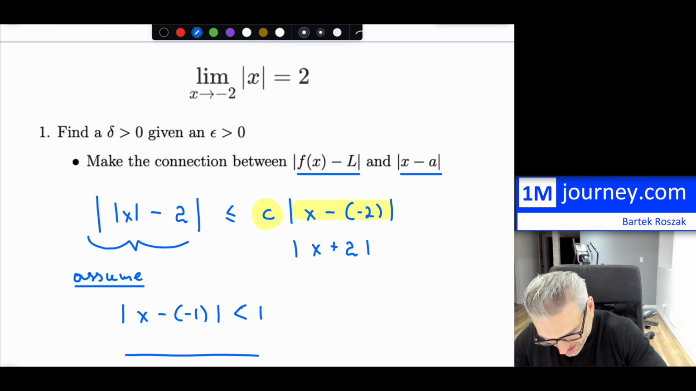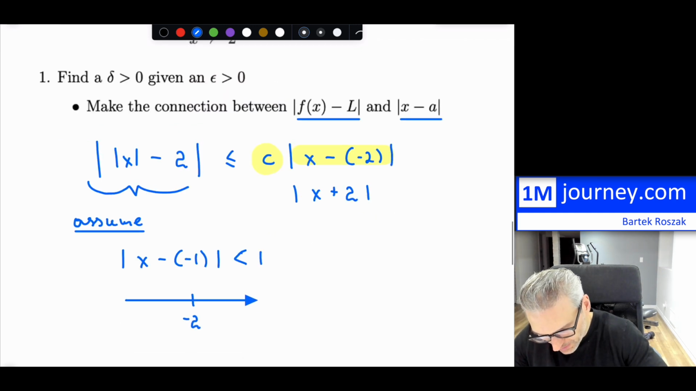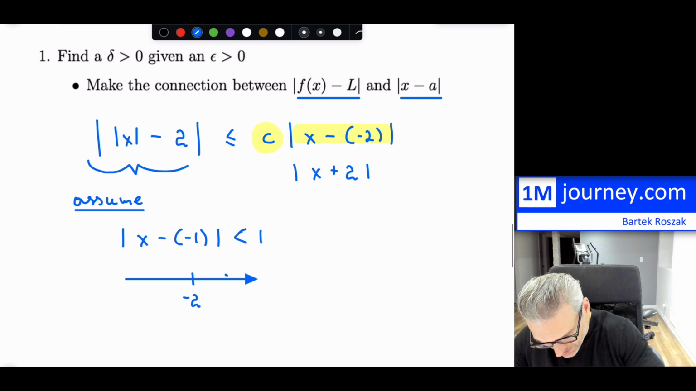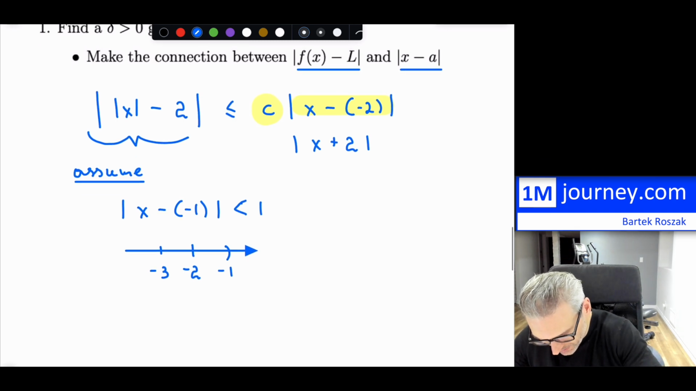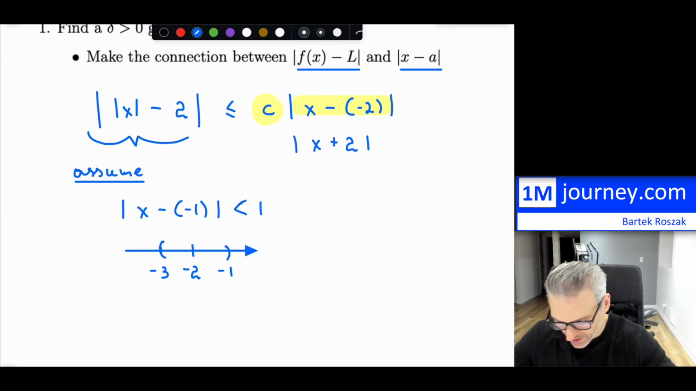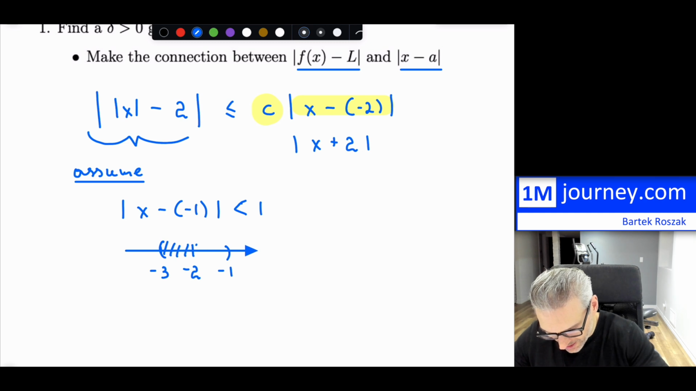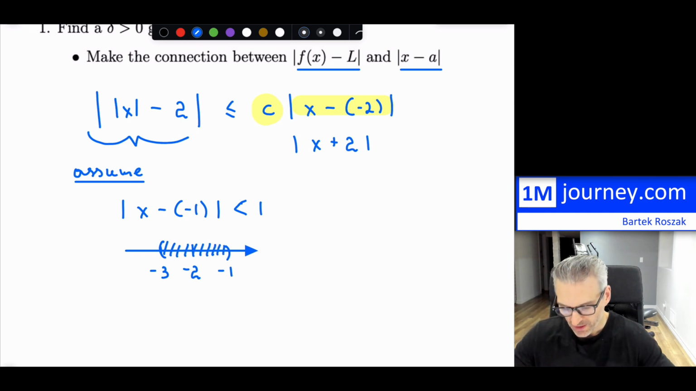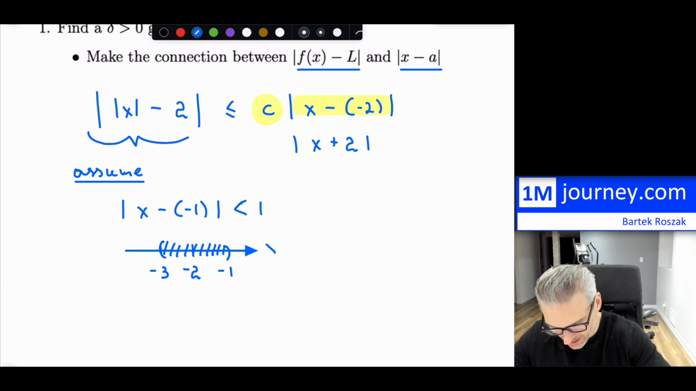So what does that mean? Because we're approaching -2, this is -1, and this is going to be -3. Let's assume that it's going to be within there. If it is in there, that means that in this entire domain right here, this value is negative, meaning the value for x is negative.